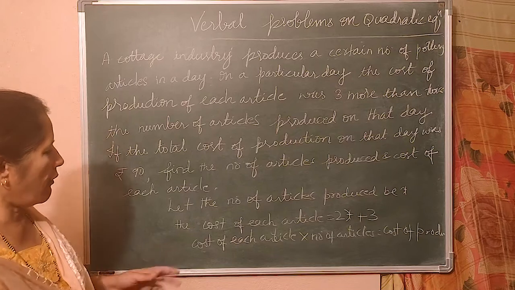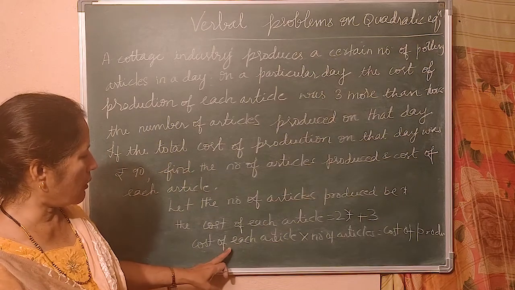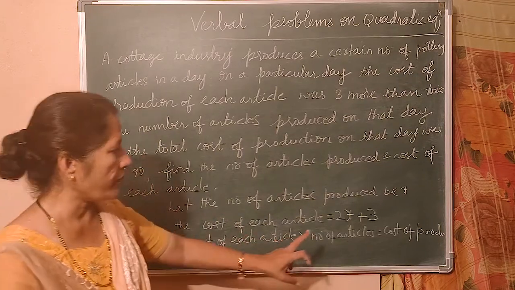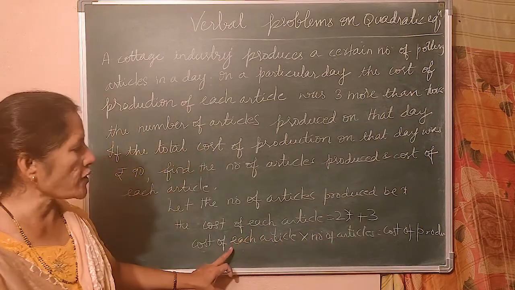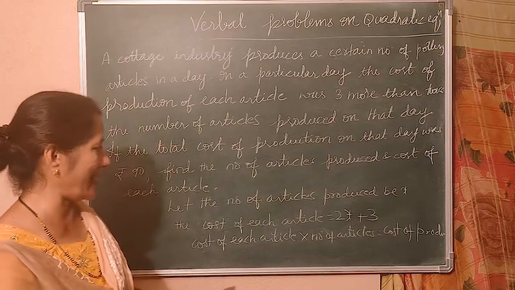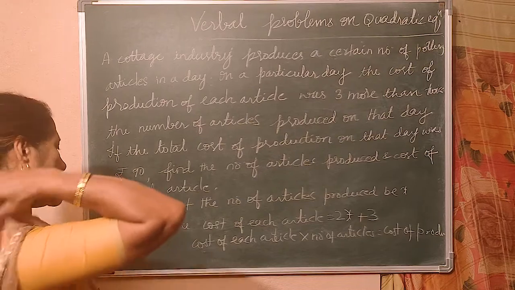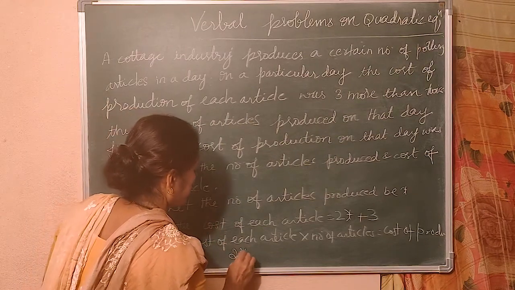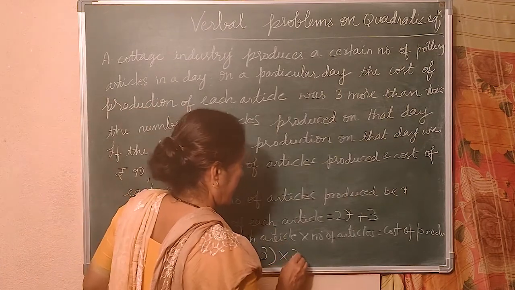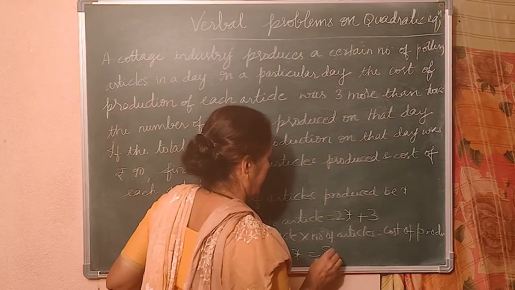See, one pencil, in a bundle of, what is that, pencil box, 10 pencils. So, cost of each pencil is 1 rupee. 10 into 1, 10 rupees. You understand? Like that. So, what is the cost of each article? Cost of each article is 2x plus 3 into number of articles x is equal to cost of total production was 90.